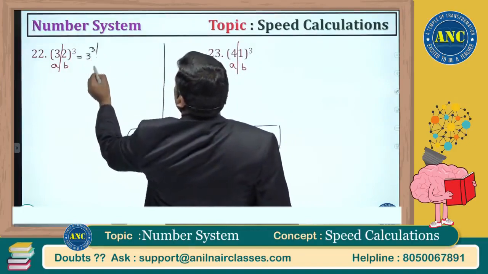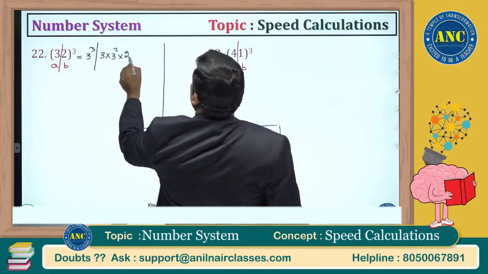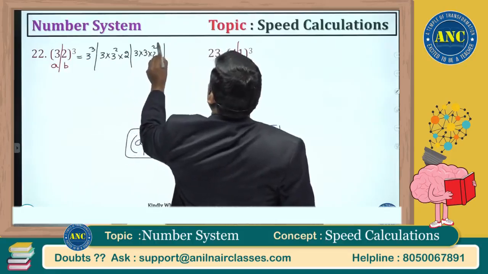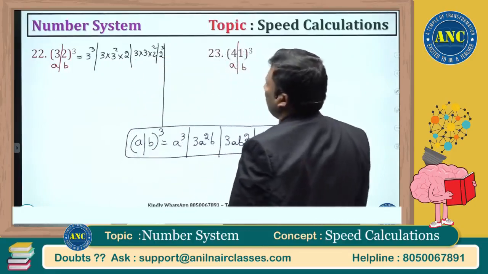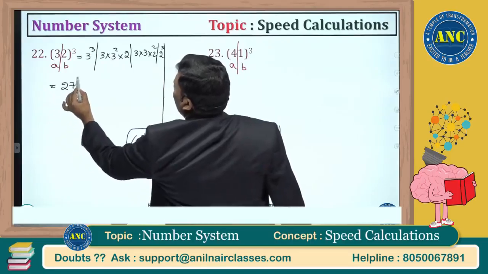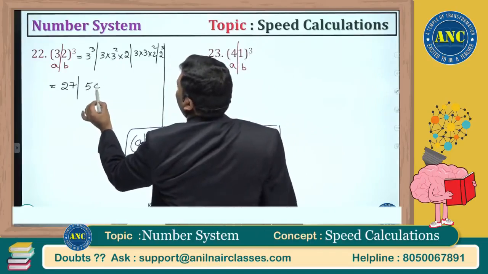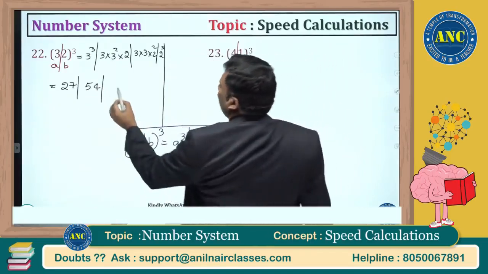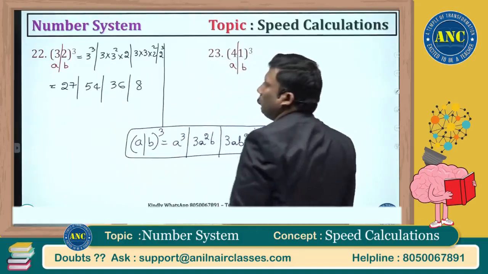First is A cube, next is 3A square B, next is 3AB square, and the last one is B cube. 3 cube is 27, 9 3s are 27, 27 2s are 54, 3 3s are 9, 9 4s are 36, 2 cube is 8.